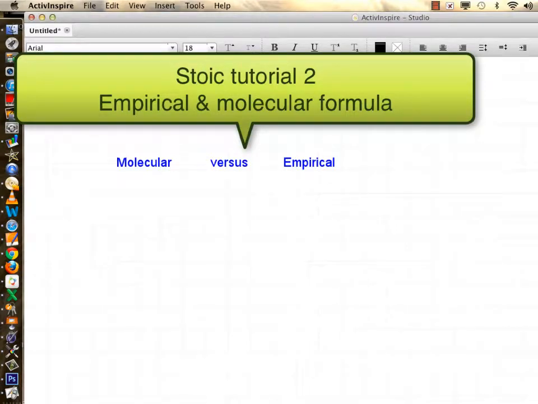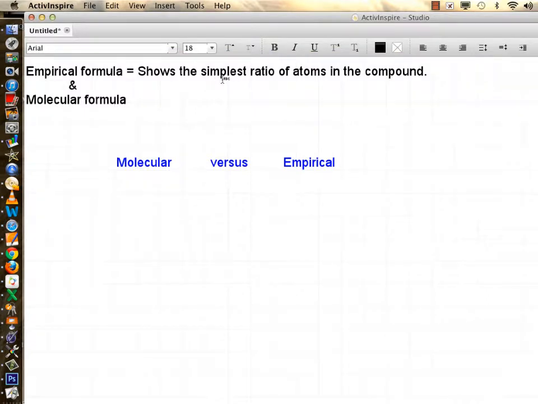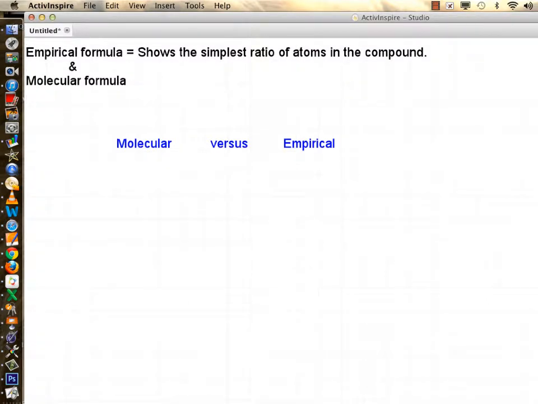In this tutorial, I'm going to distinguish between empirical and molecular formula. Empirical has the simplest ratio of atoms within a compound. I'm going to give you some examples of molecular formula and then simplify them.